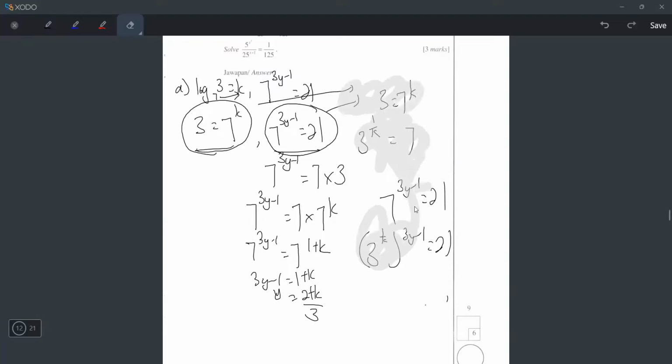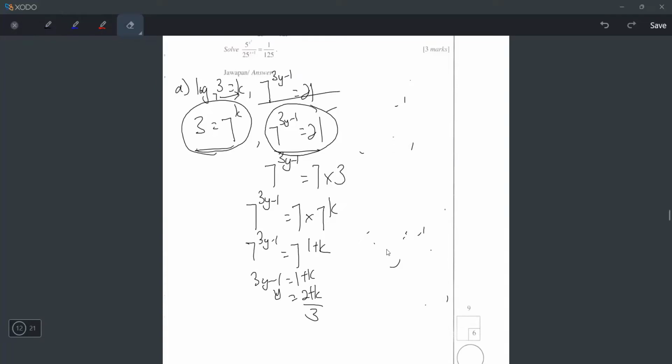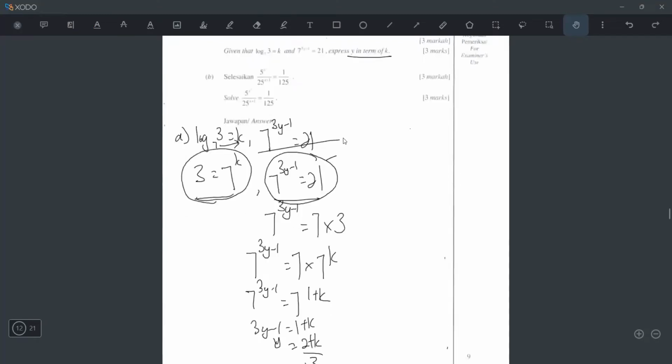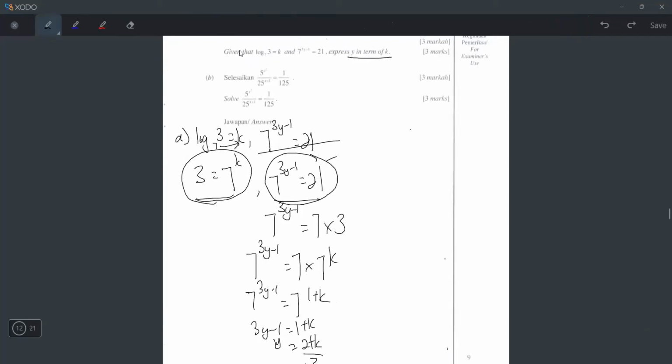I just thought there are a lot of ways to do this question, right? But I think this is the fastest way. 2 plus k over 3, that's the answer. Now, let's wait. Is it k? Yeah, it's k.